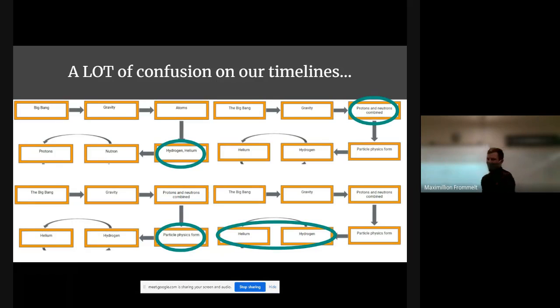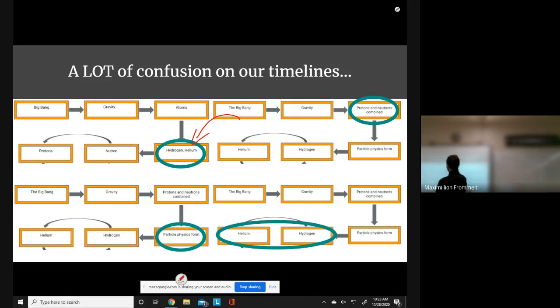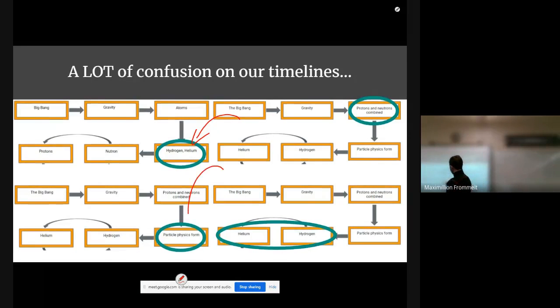Moving on to our timelines. There was also a bunch of confusion when it came to our timelines in creating everything that was there. There was some confusion about hydrogen and helium and what exactly forces were. There was also confusion on what particle physics was. There was also a few interesting notes about protons and neutrons combining. There was also some confusion about where hydrogen and helium fell into place.